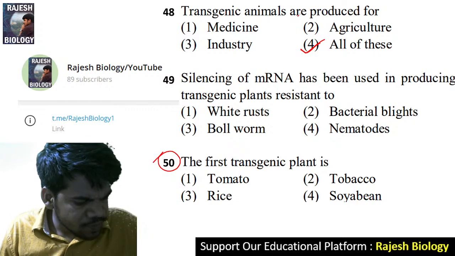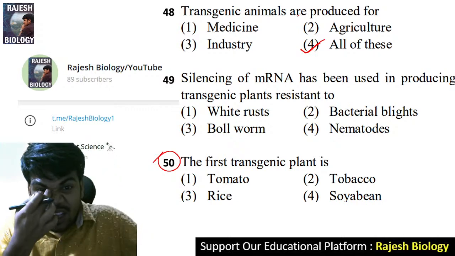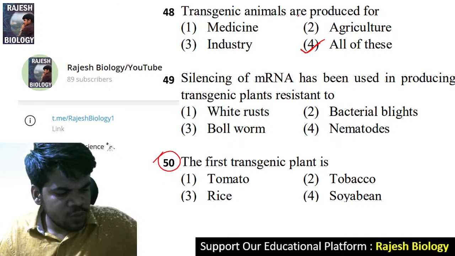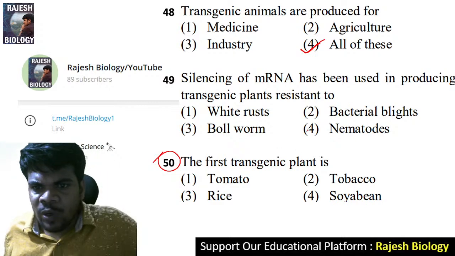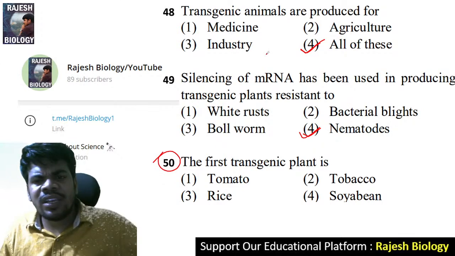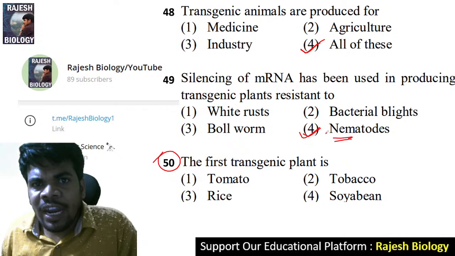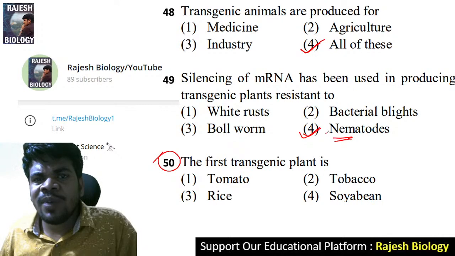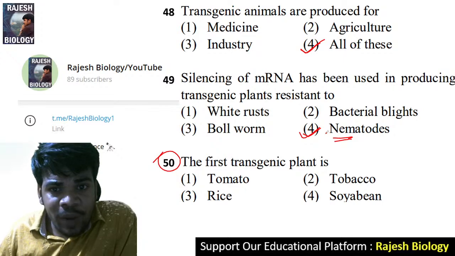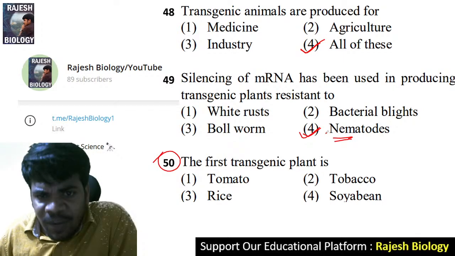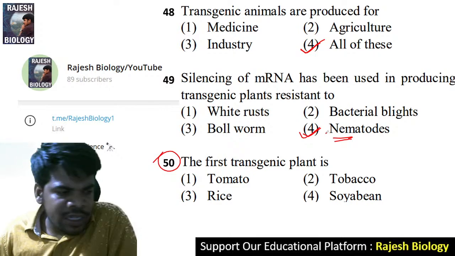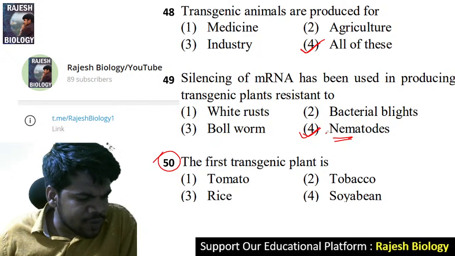49th. Silencing of mRNA has been used in producing transgenic plants resistant to... Yes, Praveen, you are right. Nematodes. Resistant to nematodes, because nematodes are very important, being from the kingdom Animalia. In NCERT they mentioned that Meloidogyne organisms become parasites in both plants and animals. That is very important. And in plants, there is a special technique to make plants resistant to the nematode parasites.